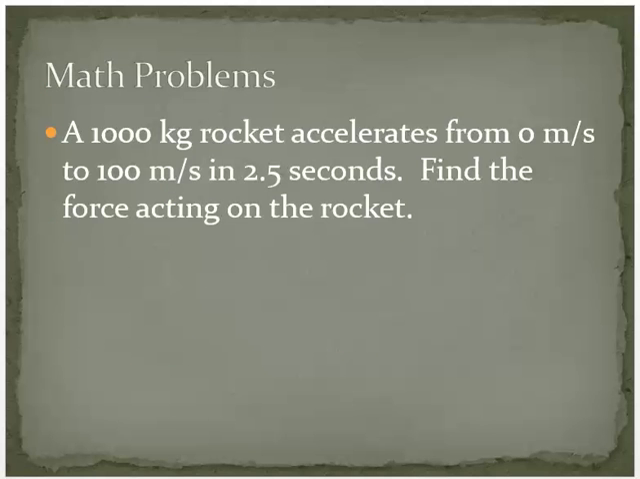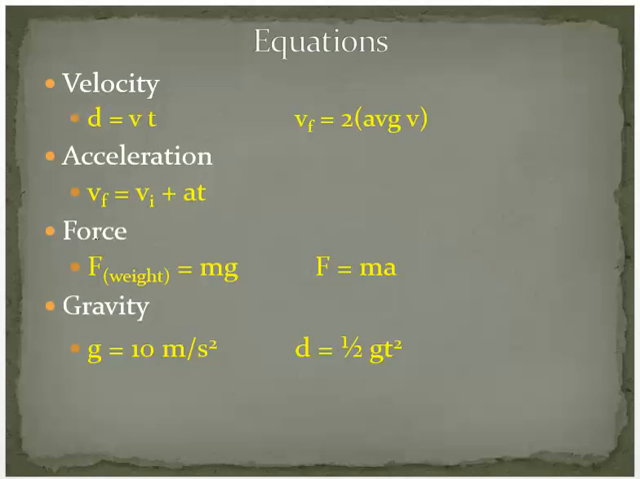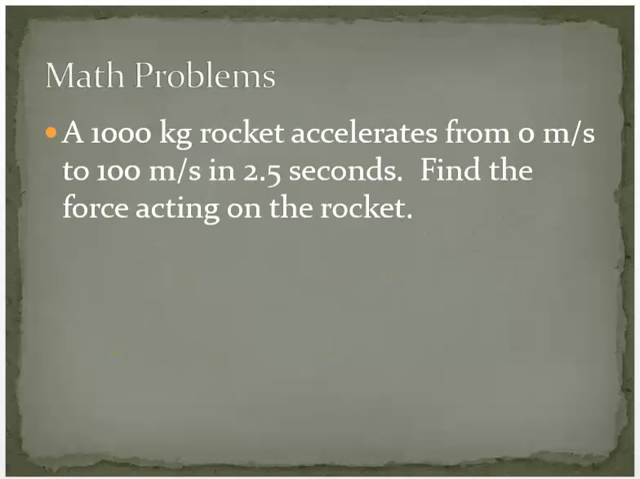Okay, our first problem here. Math problem. A 1,000 kilogram rocket accelerates from 0 meters per second to 100 meters per second in 2.5 seconds. Find the force acting on the rocket. This is from a couple days ago. Now they're not asking us for weight. Underneath force, I've got a weight equation and my other equation for force. They're asking me to find force, so I'm going to use my equation that says F equals ma.